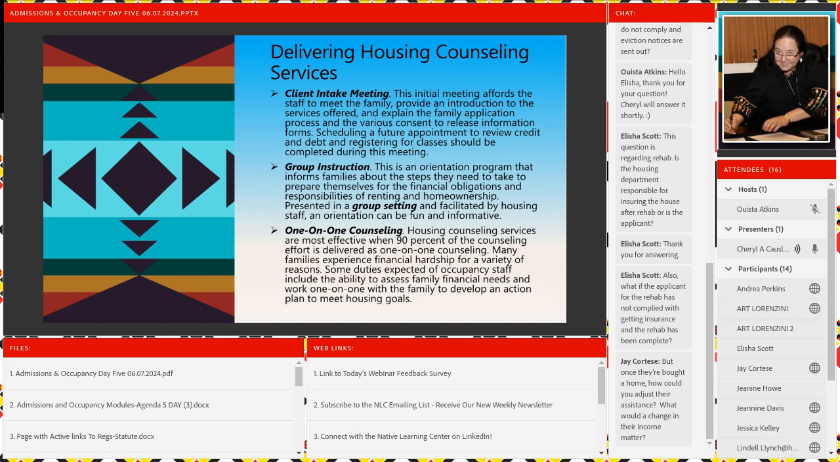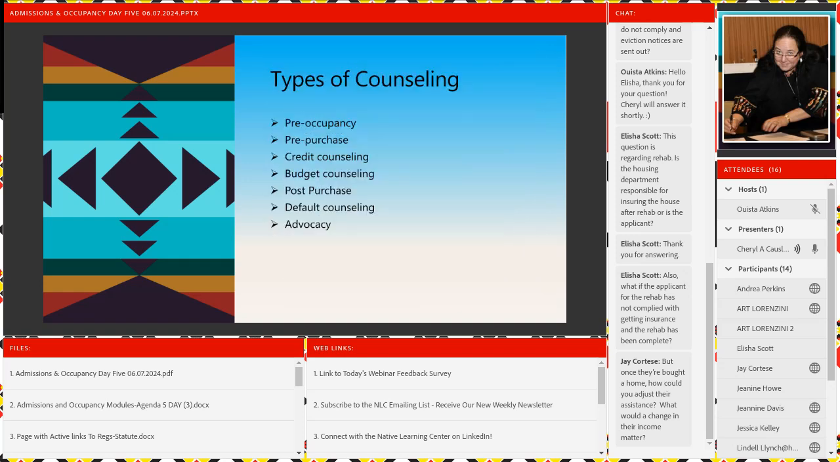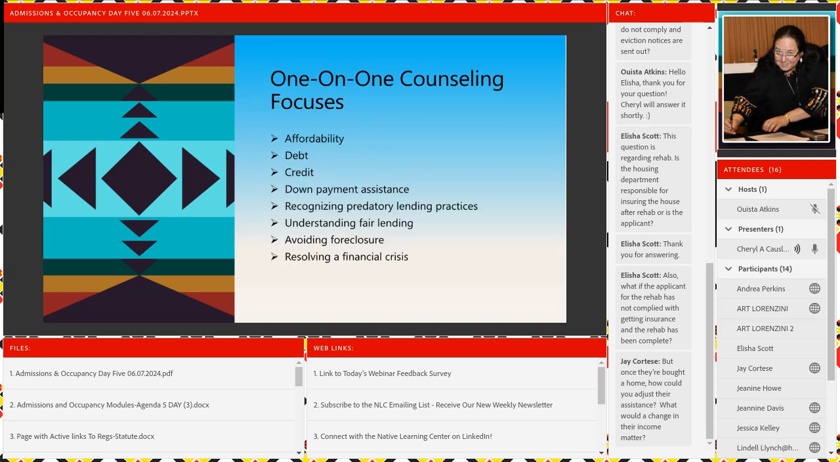Some duties expected of occupancy staff include the ability to assess the family's financial needs and work one-on-one with that family to develop an action plan to meet those housing goals. Different types: pre-occupancy, pre-purchase, credit counseling, budget counseling, post-purchase, default counseling, and advocacy. That one-on-one focuses on affordability, debt, credit, down payment assistance, recognizing predatory lending.